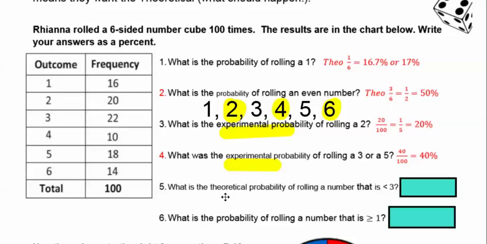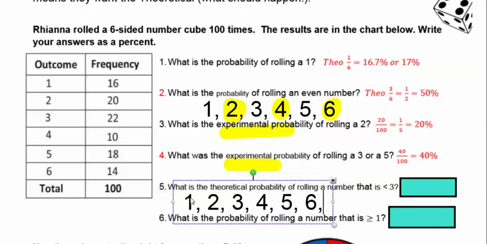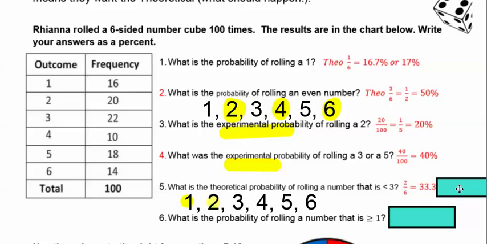Next up, the theoretical. Theoretical, keyword, what's supposed to happen, so we ignore this. Theoretical of rolling a number that is less than 3. So that means less than 3. So of our numbers again, so less than 3, we have these numbers. Did it say we could equal 3? No. They want it to be smaller than 3, so it would only be those two. So it's going to be 2 out of 6. Okay, which is 1/3 or 33.3 repeating percent. Or 33.3% or 33%, depending on how you round.